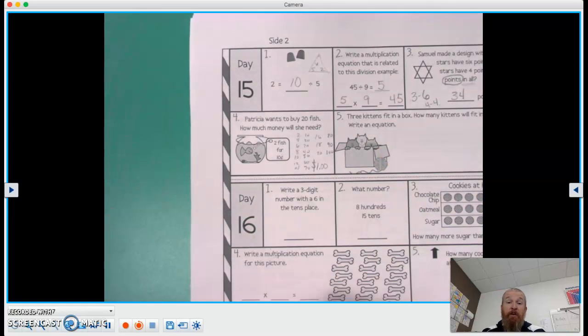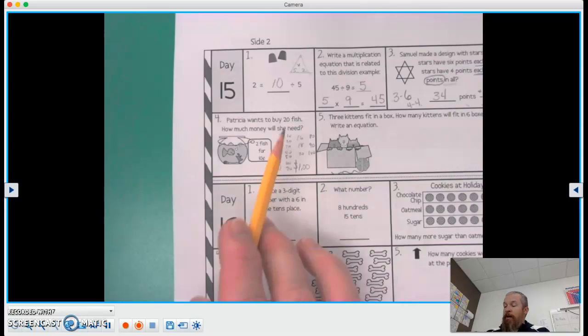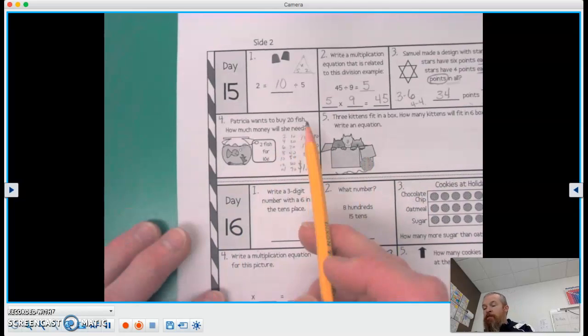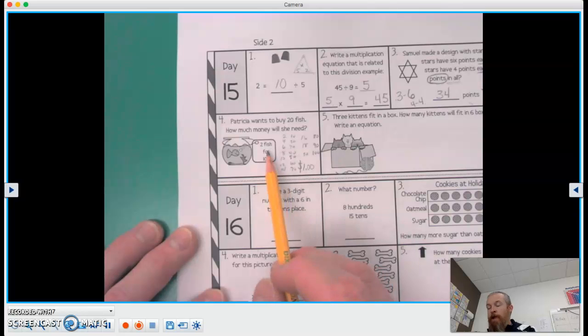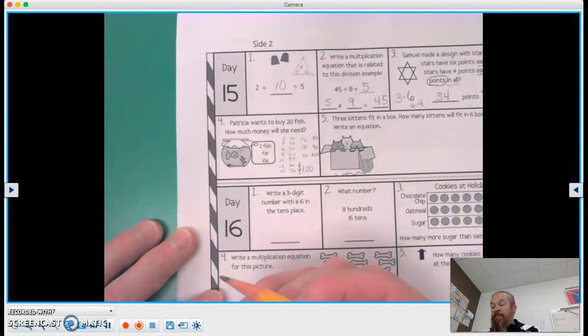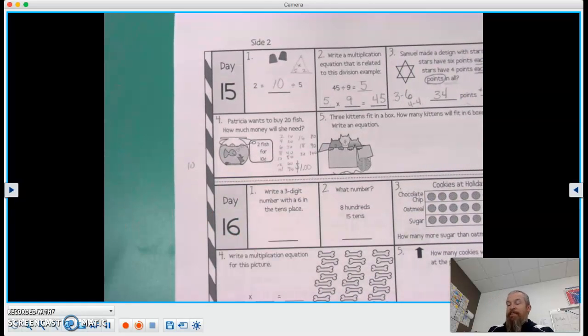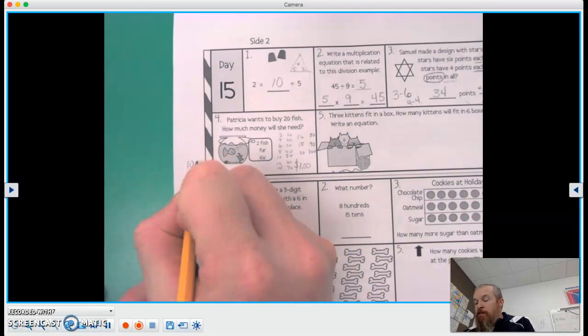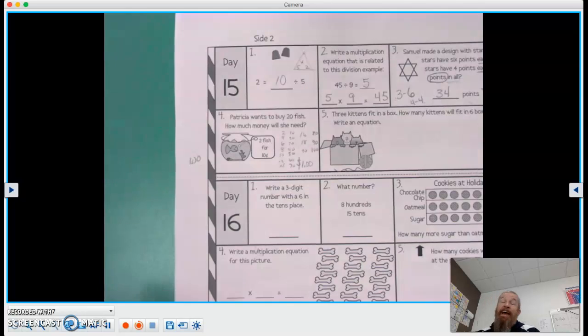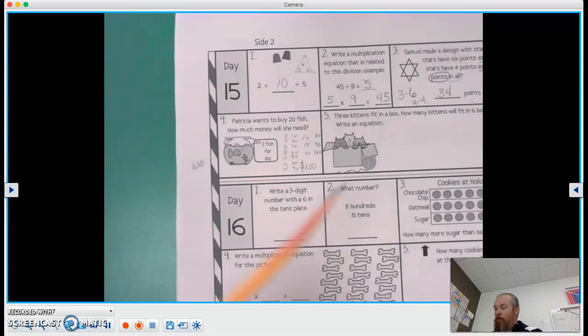$1. These are cheaper fish. Maybe they're smaller. Maybe they don't eat as much. I don't know. But she wants to buy 20 fish. Another way to think of it is, what is 20 divided by 2? So if we take 20 and put it in half, it'd be 10, right? And then we times that 10 by 10 cents each. Okay? So we come up with $1. So $1 for those fish.